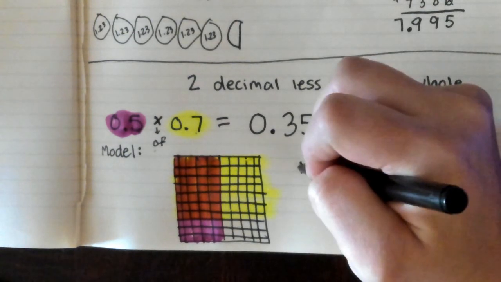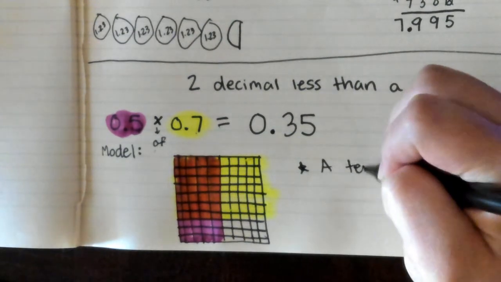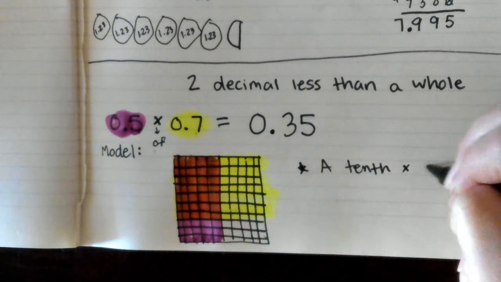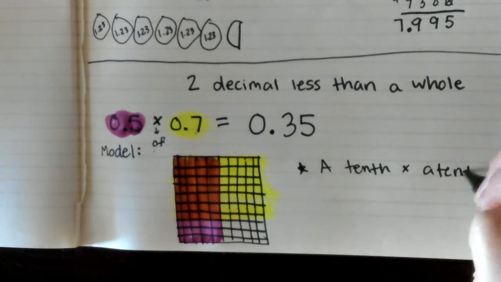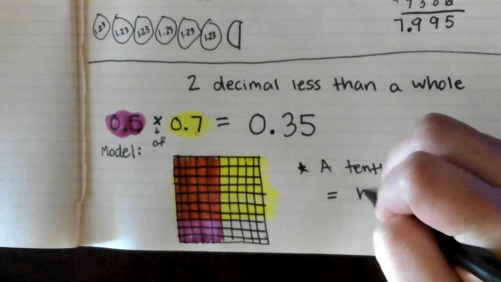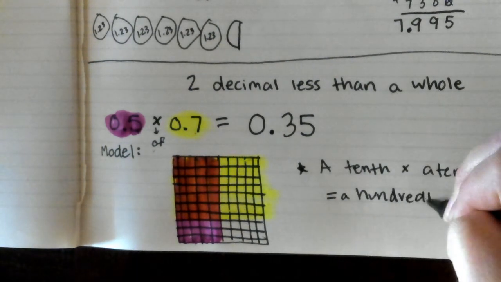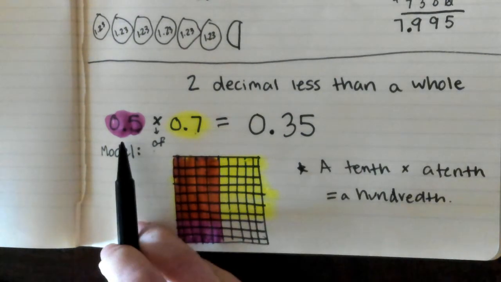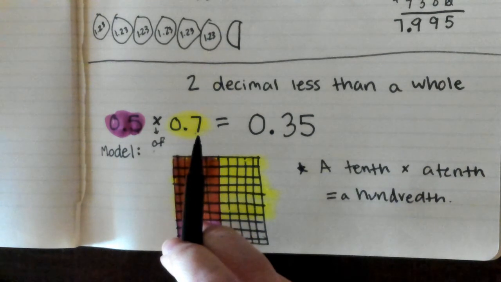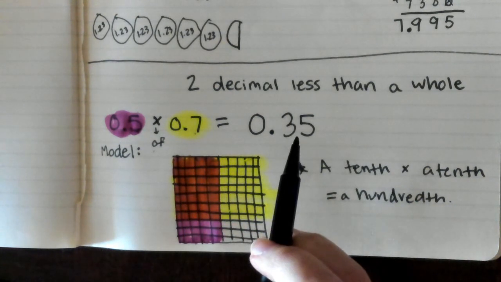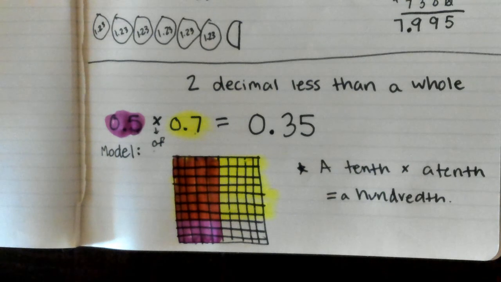Plus we have the knowledge that a tenth times a tenth always equals hundredths. A tenth times a tenth will always equal an answer in the hundredths, okay? You can bet on it. That is true. That is always true. That's not a trick or a gimmick. A tenth times a tenth always equals hundredths.